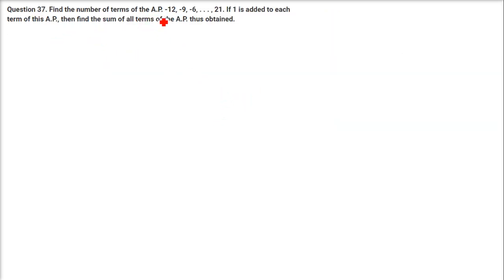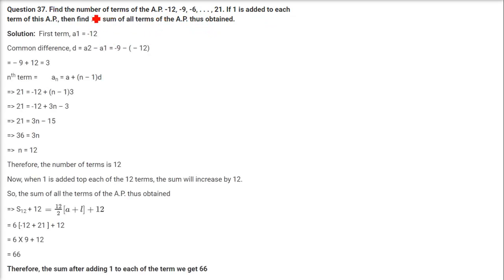Find the number of terms of the AP. If 1 is added to each term of this AP, then find the sum of all terms of the AP thus obtained. So let us first find the number of terms. Here a is given and d is also known: a is minus 9, and the last term is 21, d is minus 9 minus of minus 12, so it is going to be minus 9 plus 12, which is 3.